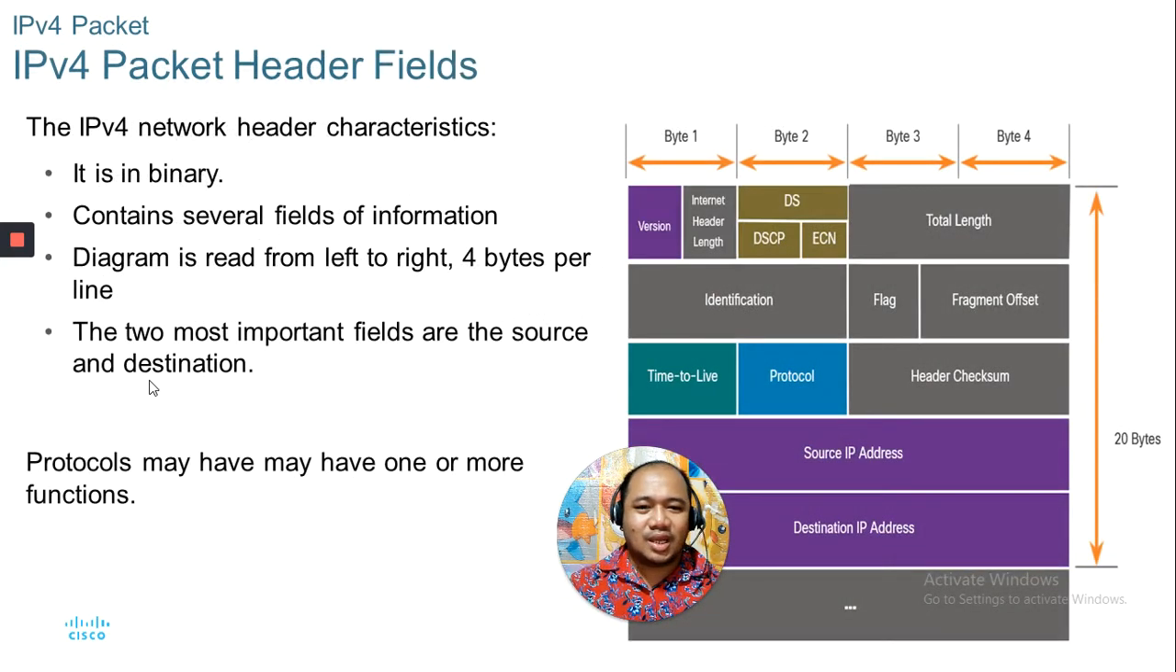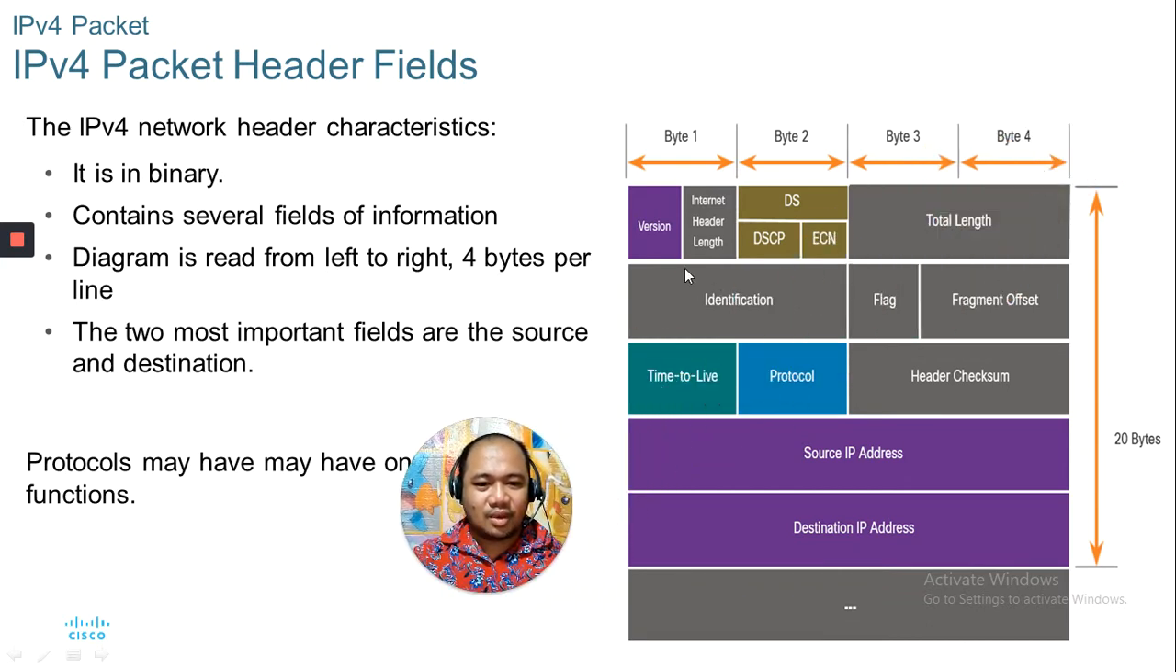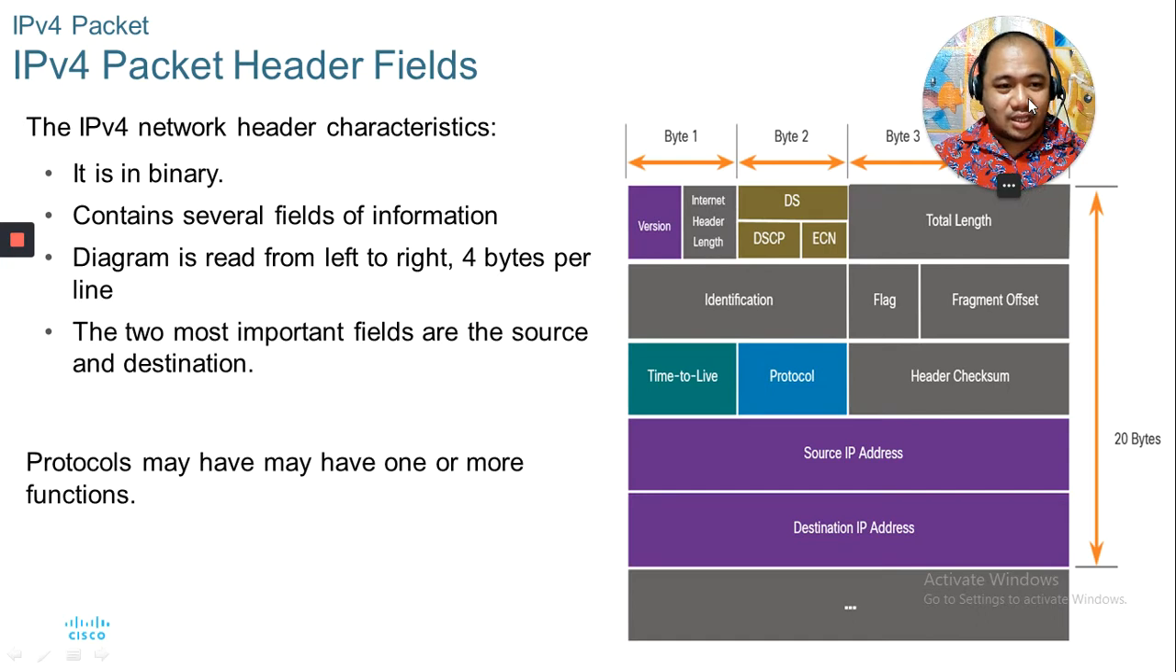So what are those fields? These are the fields that I'm referring to. As you can see in our illustration, we have the version, IP header length, total length, DS, DSCP, ECN, identification, flags, and so on. Here's the time to live. It's a maximum of 255 and will be reduced every time the packet hops to the next intermediary device. We have the protocol, the source IP, and the destination IP. The two most important fields are the source and destination. Of course, we are sending the packet from sender to receiver.